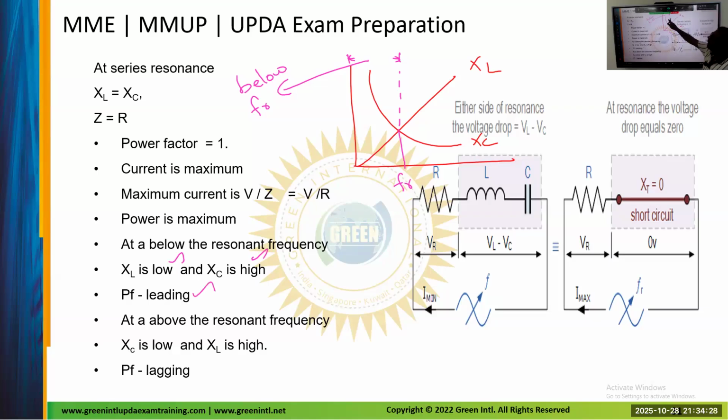So vice versa. In this area, above the resonant frequency, XL is high, XC is low. So that's why lagging power factor. So these are also direct questions. You just want to remember this graph.